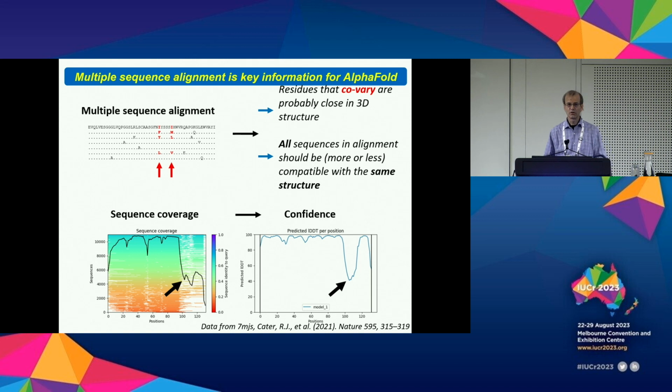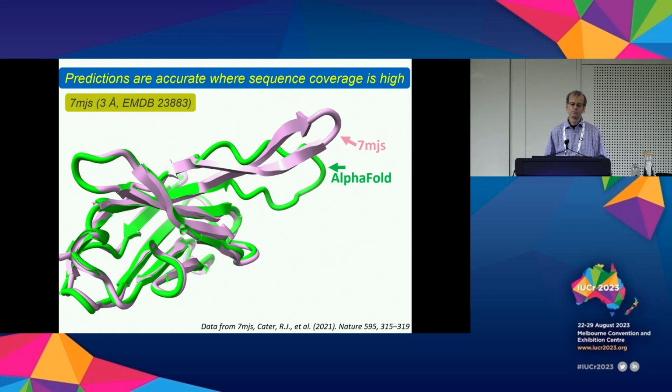Okay, so a consequence of the sequence alignment and multiple sequence alignment idea is that if you have a lot of sequences that are related, then you may have more information about what residues are close. So in this picture, the left-hand side of this molecule has high sequence coverage, and the right-hand side has lower sequence coverage. And correspondingly, the left-hand side has higher confidence, and the right-hand side, more or less, has lower confidence. So predictions often are accurate where the sequence coverage is high.